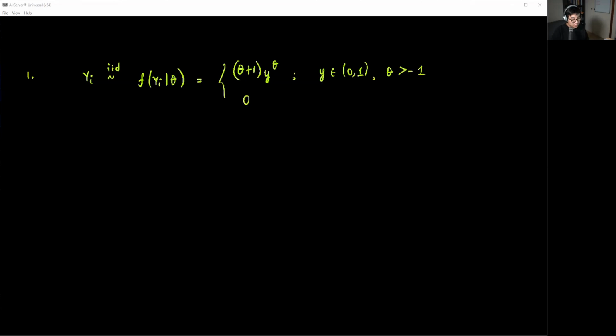So this first problem that we're going to be working through here is we're told that we have Y coming from a simple random sample, or an IID sample, from this distribution right here, where f of yi is given by theta plus 1 times y to the theta, for y between 0 and 1, not inclusive, and this theta is greater than -1, and 0 otherwise.